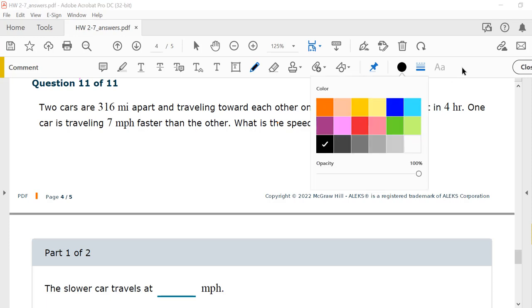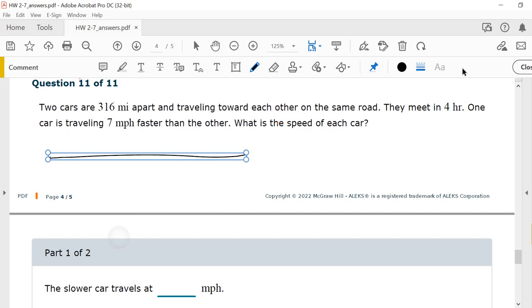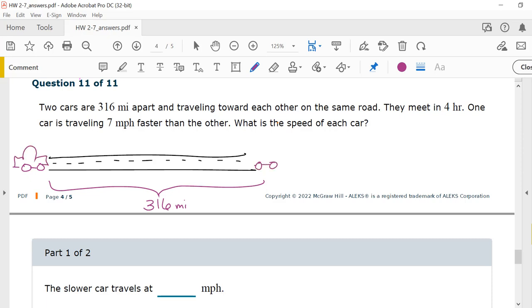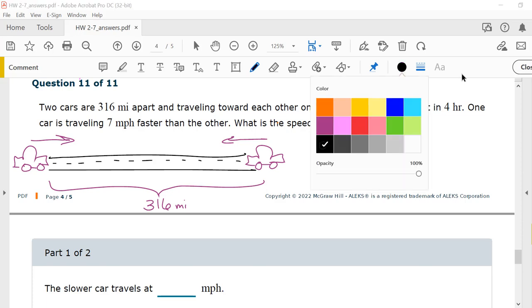Just to get an idea of what's happening, here's the road, and we know that this road is exactly 316 miles. Here's the first car, and here's the second car. And they're traveling towards each other. It takes them a total of 4 hours. Okay, let's go do our little chart.